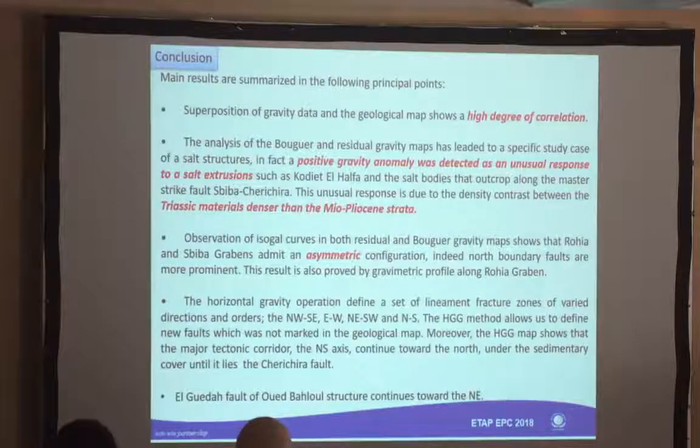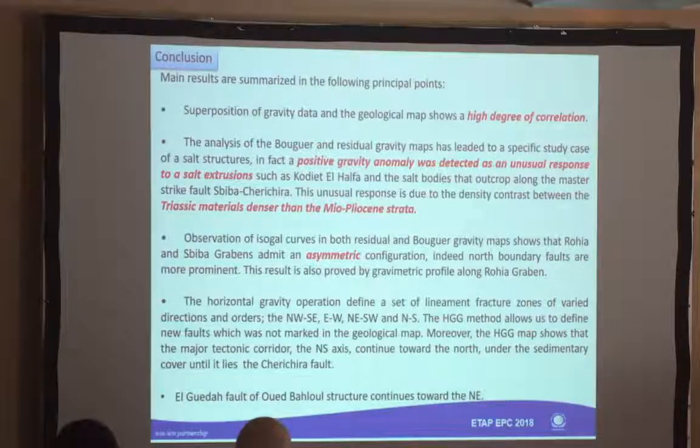The horizontal gravity operation defines a set of lineament fracture zones of various directions and orders: northwest-southeast, east-west, northeast-southwest, and north-south. The horizontal gravity gradient allows us to define new faults which were not marked in the geological map.